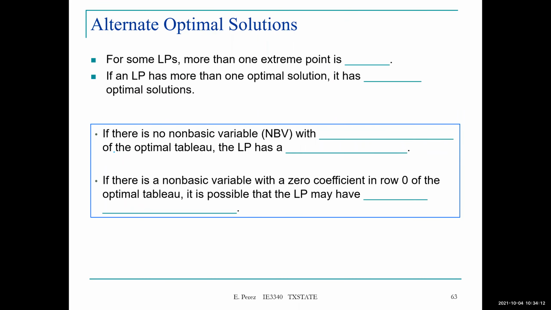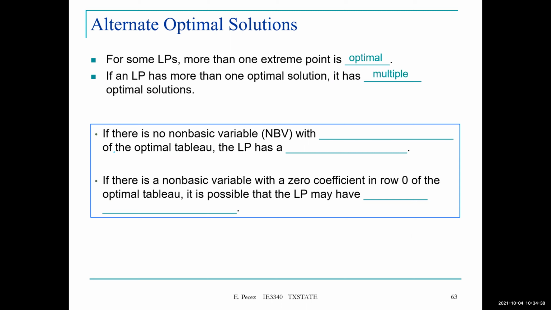The last part of this lecture is to understand if you have alternative or multiple solutions, or unique solutions, based on the information from the Tableau. For some LPs, more than one extreme point is optimal. So if an LP has more than one optimal solution, it has multiple optimal solutions.